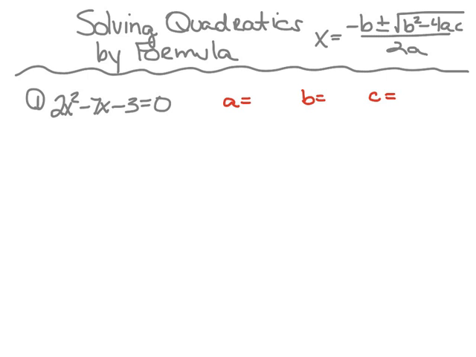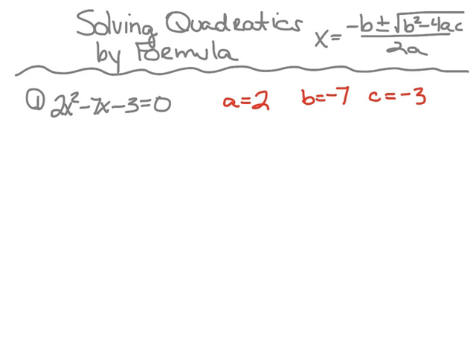So what we're going to do first is identify the a, the b, and the c. A is our leading coefficient, the number in front of the x squared, which in our case is 2. B is the number in front of the x, which is negative 7. And c is what we call our constant, negative 3.